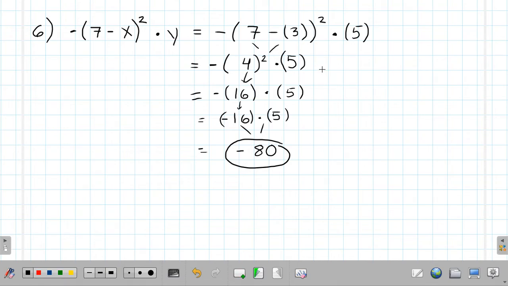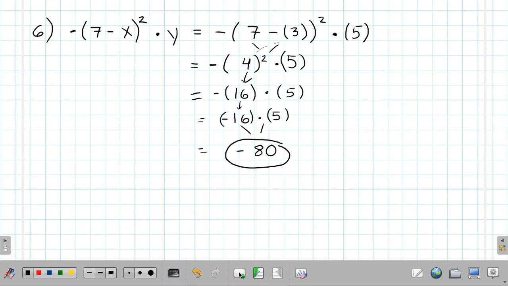So once again, the question here was knowing how to deal with this negative on the outside, okay? And then knowing, in this case, well, what's being raised to the second power? It's whatever's inside these parentheses. So 7 minus 3 is 4, so it's 4 raised to the second power, okay? And then, like I said, the rest of it is just straight order of operations.